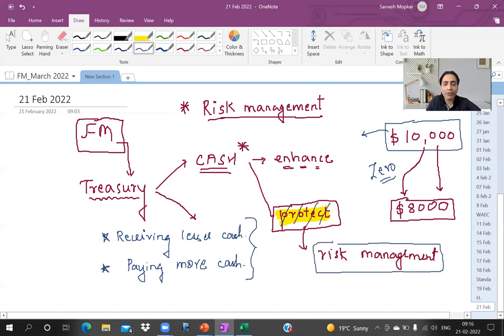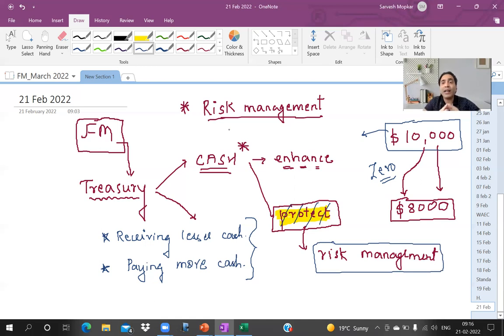So our syllabus will be focusing more on the risk management part. The cash enhancing part, we have already been learning. For all these days, we have been learning working capital management. We were learning investment appraisal. Within investment appraisal, there are certain strategies which ensure that the value increases. But the protection element of treasury management is very interesting, and that is also a part of our syllabus.